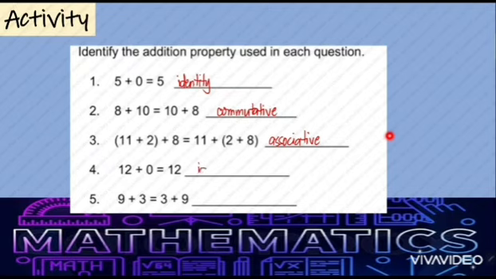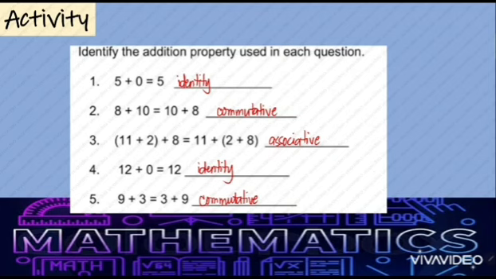So our answer is identity property. Number 5. 9 plus 3 is equal to 3 plus 9. So our answer is commutative property. Okay, sana naintindihan niyo yung addition.